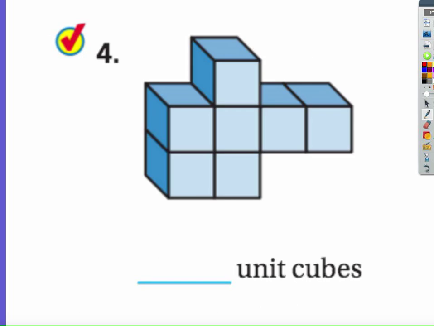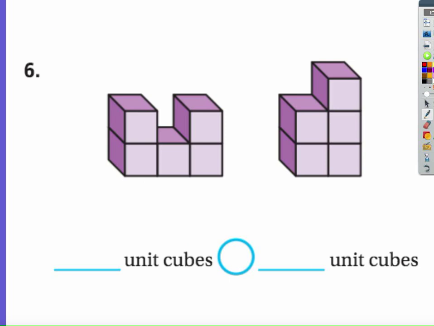If we look at this one, it looks like there's only 1 layer this time, so it's pretty simple. We just count this one up and we'll notice that there's 7 unit cubes in that structure. Once again, it's a unit cube because we don't know if they're inches or feet or miles or anything else.